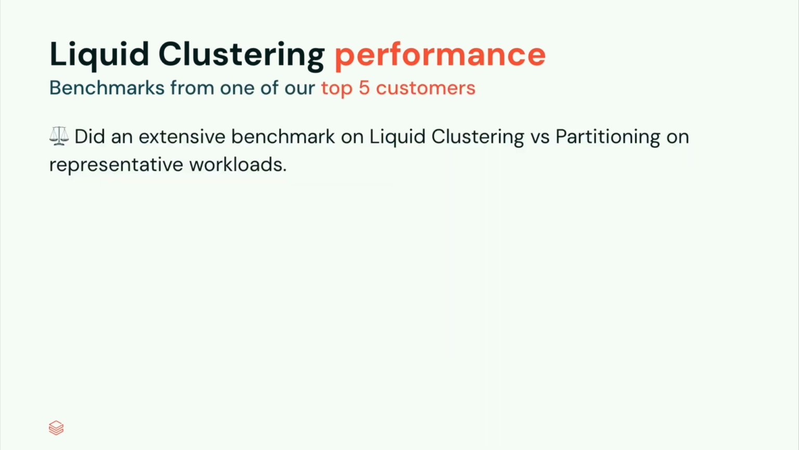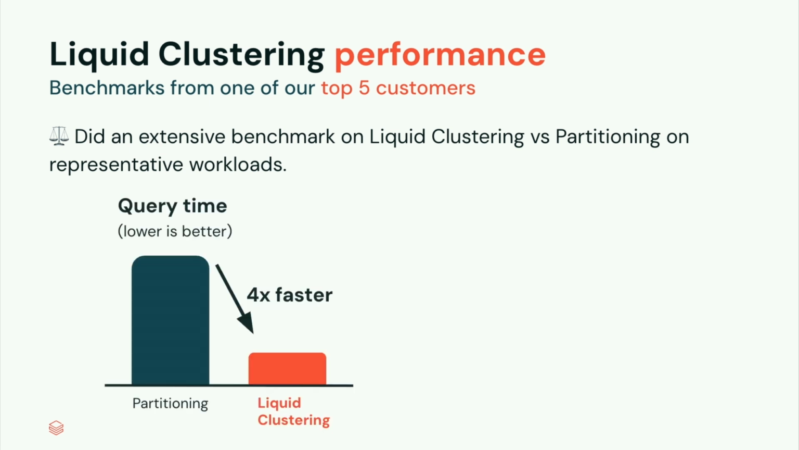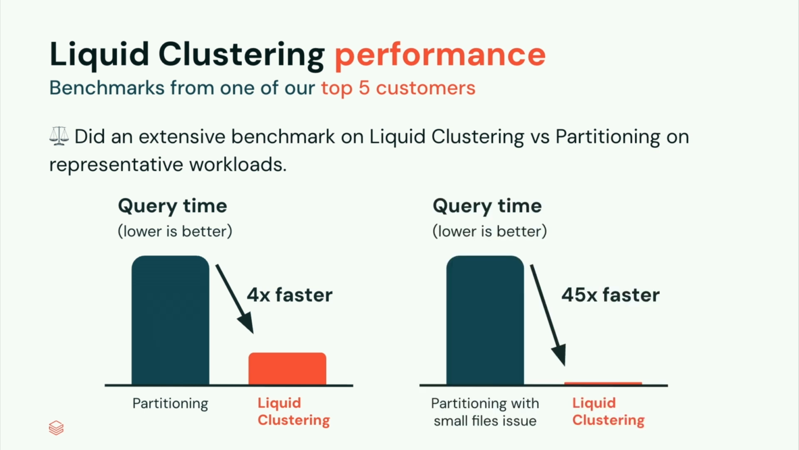Moreover, one of our top 5 Databricks customers did an extensive benchmark of liquid clustering compared to partitioning on representative workloads. And their POC results showed that liquid clustering is overall 4 times faster than partitioned tables across the test queries. They also specifically tested the scenario where partitioning can produce a lot of small files. And in those test cases, liquid is 45 times faster across all queries.